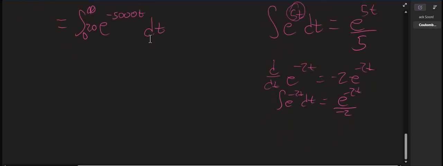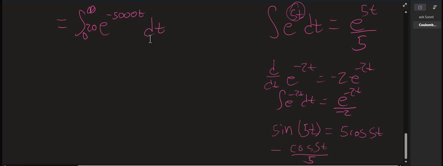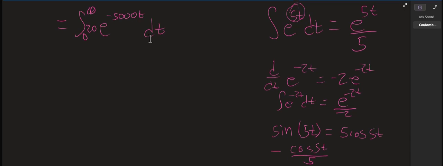The same works with sine and cosine. This is just your helpful hint for the day. Sine of 5t, if I take the derivative of that, that's 5 cosine 5t, and the integral is negative cosine 5t over 5. So when you integrate, that constant term in front ends up in the denominator.